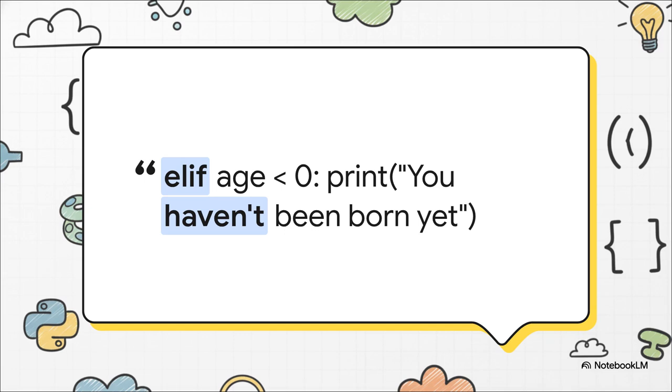Let's trace the logic, step by step. First, the program asks if age greater than or equal to 100. We check our most specific case first. If that's false, and only if it's false, it moves down to the next rung on the ladder, if age greater than or equal to 18. If that also fails, it keeps going to if age less than 0, which is a clever way to catch bad data. And finally, if none of those other conditions were met, our program lands on the else block as a catch-all for anyone who's under 18.